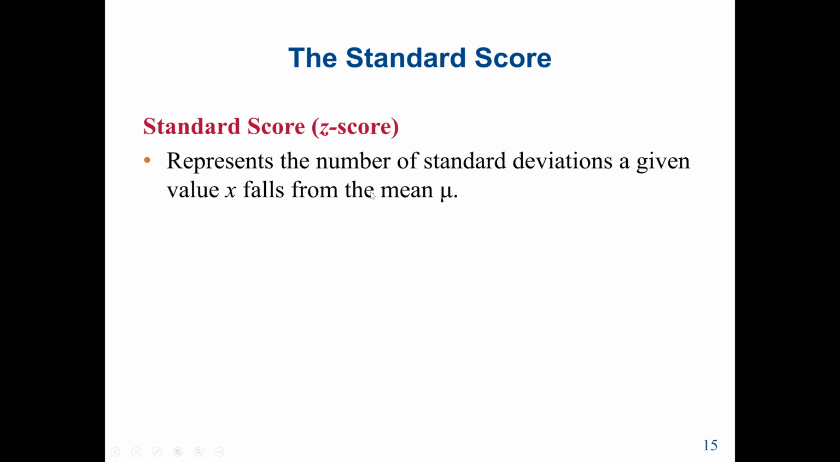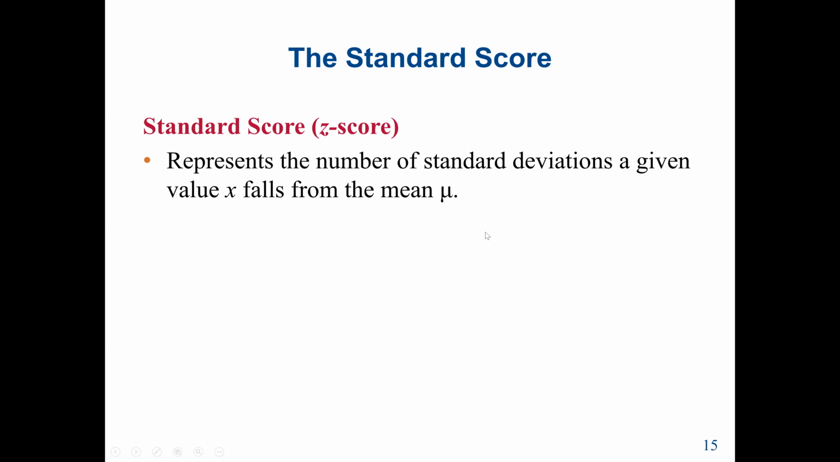Standard score, normally we use the term z-score. It represents the number of standard deviations a given value falls from the mean. By looking at the definition, if I'm looking for the z-score, I'm going to subtract the mean from each value and divide by the standard deviation, because the z-score represents the number of standard deviations that we have. So we divide by the standard deviation value.